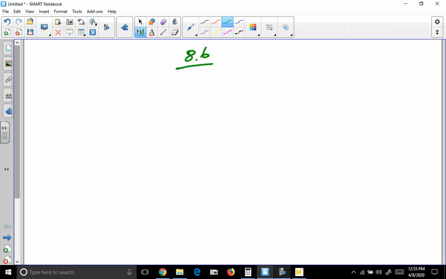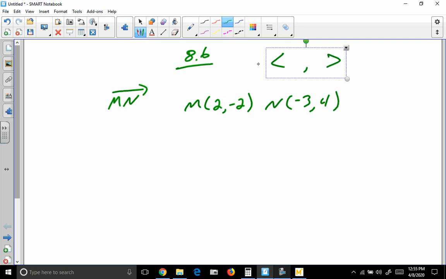Let's take a look at some examples from 8.6. The first one I'm going to do is find the component vector mn, where m is the point 2, -2, and n is the point -3, 4. So we want to find what are the components that make up this vector. How far does it go left or right? How far does it go up and down?